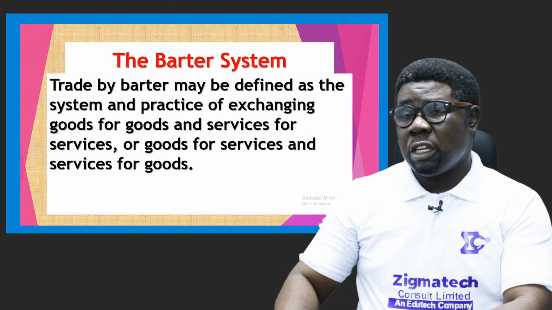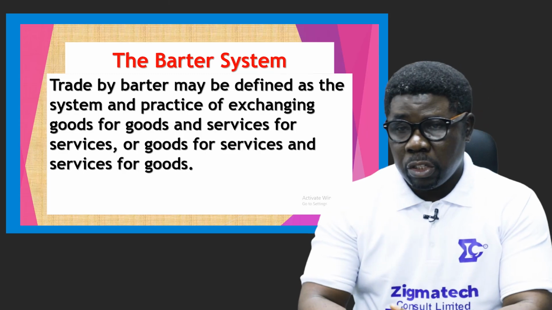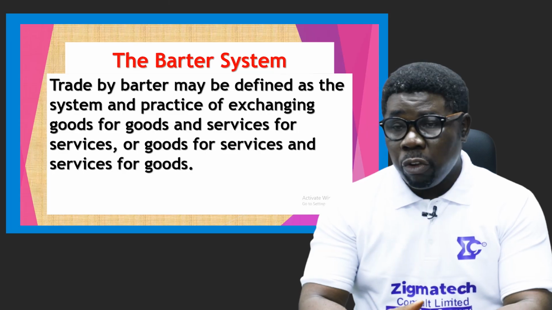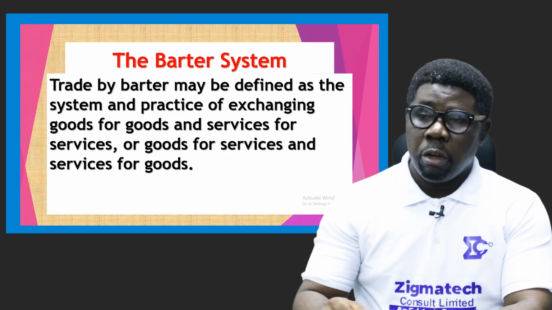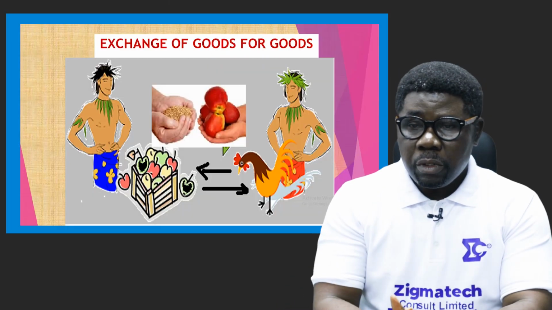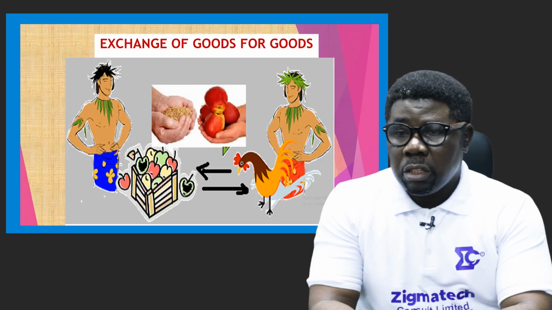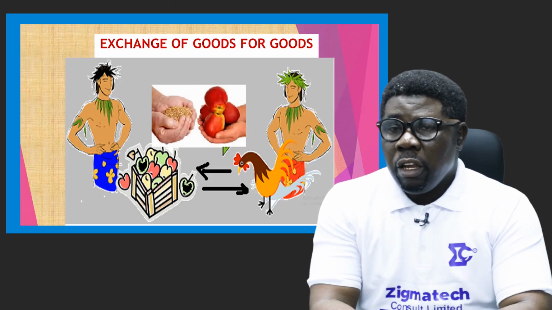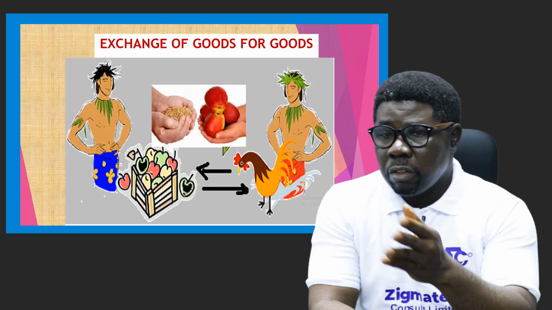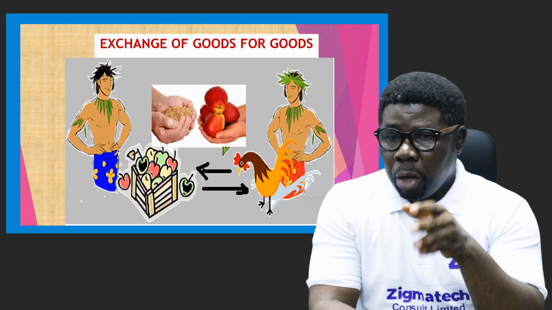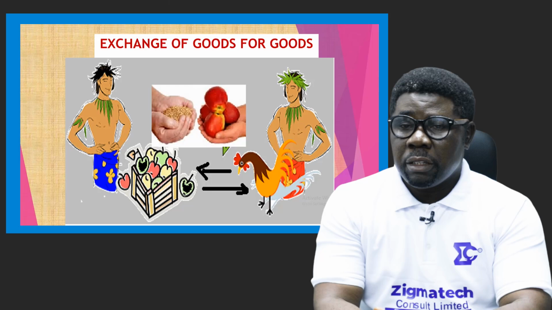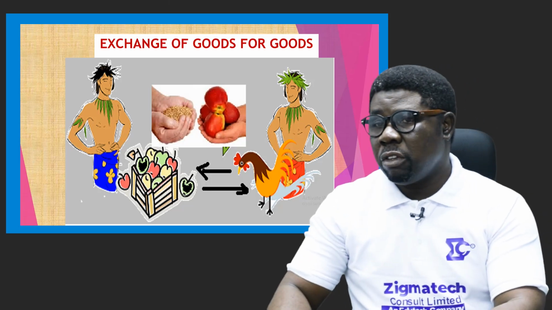The barter system does not use money for transactions, because at that time there was no money in place. You can't even value what you sell or what you exchange, as the case may be. So that's what the barter system is. See the picture? Here is a form of exchange of goods for goods. You see, this is rice to exchange with tomato, apple to exchange with meat. So these are the things that give barter its nature.